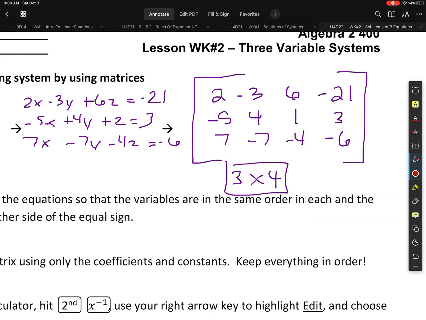It's always going to be rows by columns. Rows by columns, 3 by 4. Right. And we are actually going to use our calculator now in this situation to solve the matrix for us.